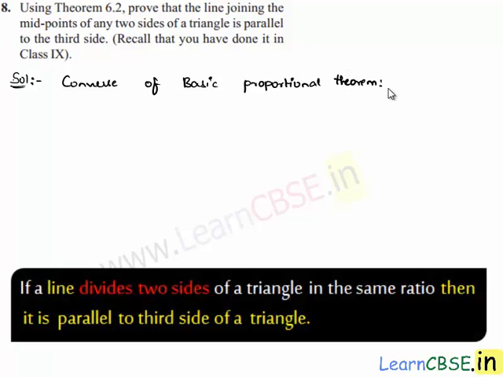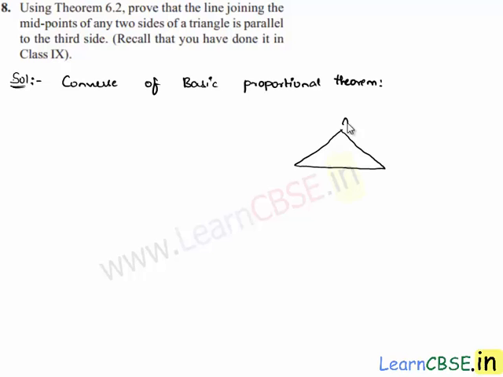which states that when a line passing through two sides of a triangle divides the two sides in the same ratio, then the line is parallel to third side. So now here let us consider a triangle ABC in which E is the midpoint of AB and F is the midpoint of AC. Now let us join EF.